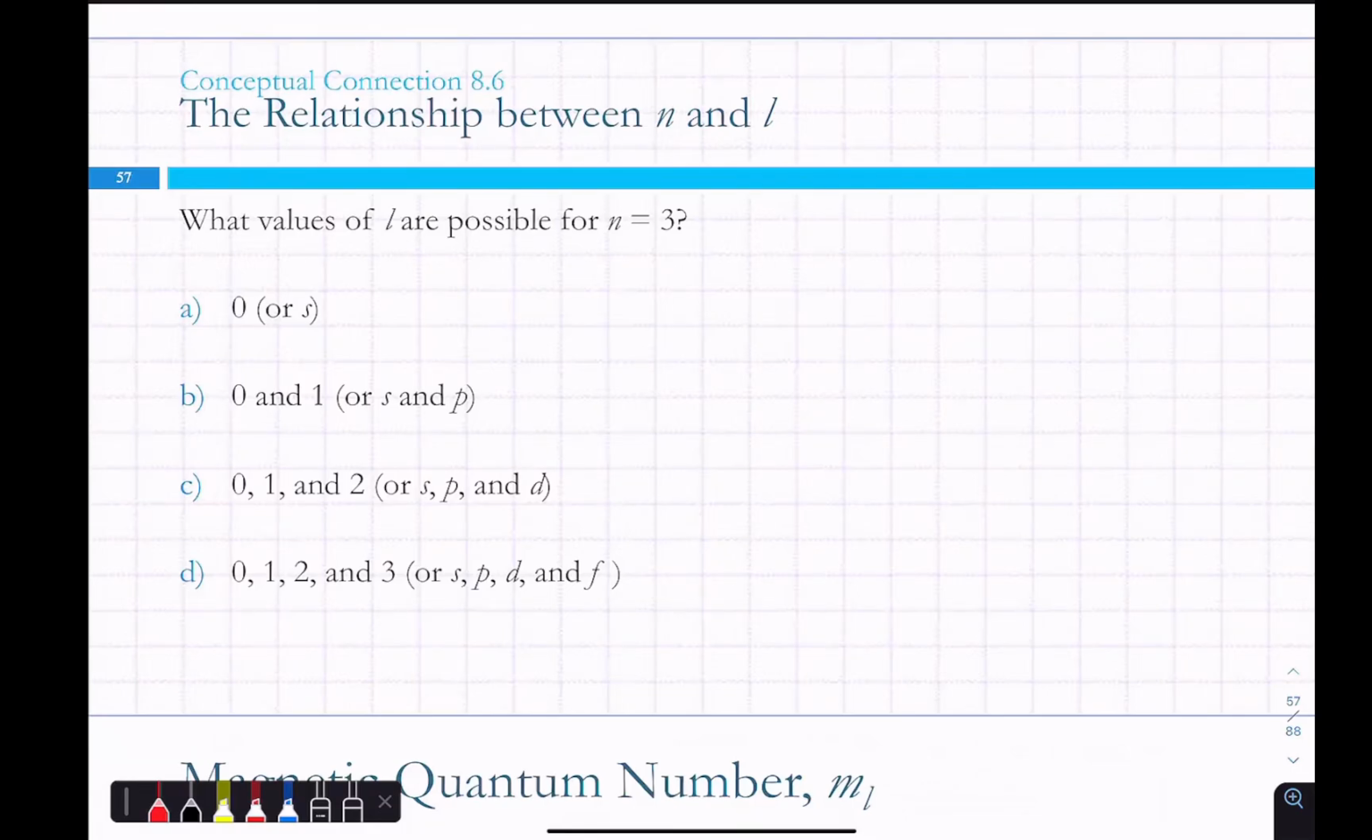So if n equals 3, what values of L are possible? Yeah. It'll be 0, 1, and 2, because we can have up to n minus 1. It means that we have S, P, and D. So that would be here. And we do have 3D orbitals. They're just not filled at all by the time we get here.